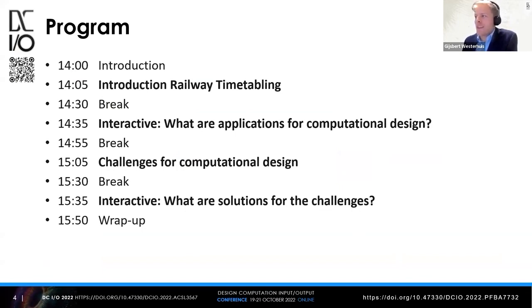What are applications? I'm very curious what you see as application for computational design within railways, because I'm more of a railway timetabling expert and less of a computational design expert. But then why does computational design have a small step and function currently within railway timetabling?